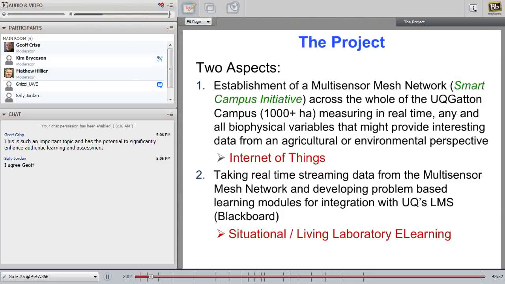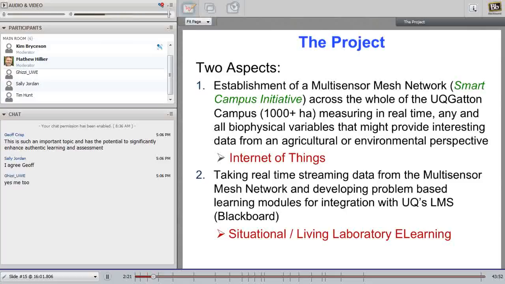And that multi-sensor mesh network is measuring in real time any and all biophysical variables that might provide interesting data from an agricultural or environmental perspective. And I'll go into the components of this. I've called that the Internet of Things, and you'll see why in the next couple of slides.